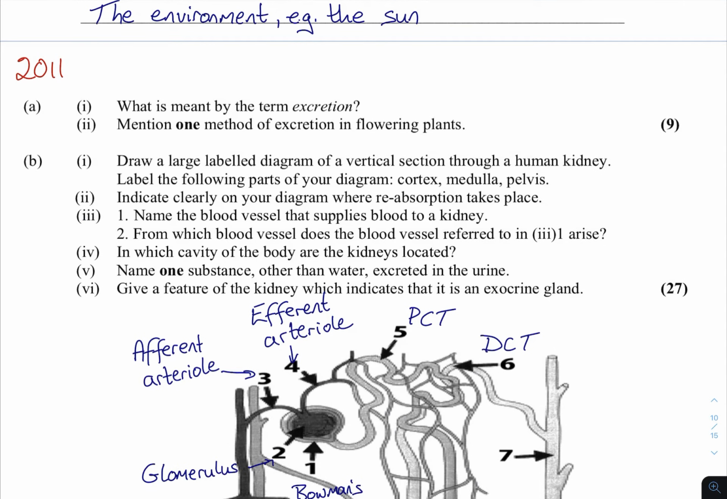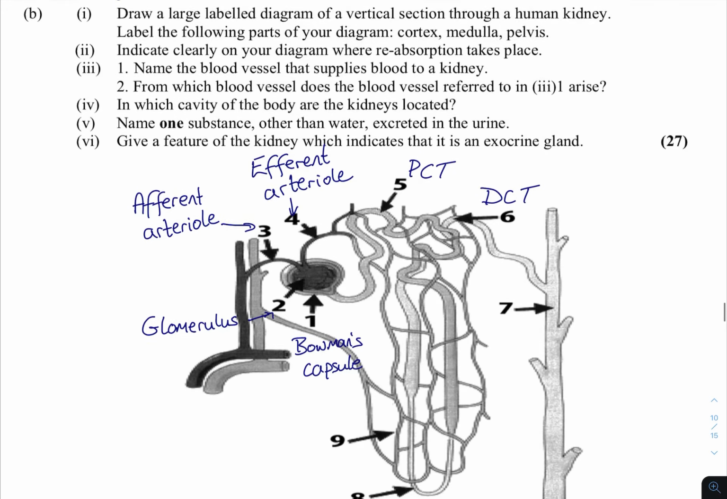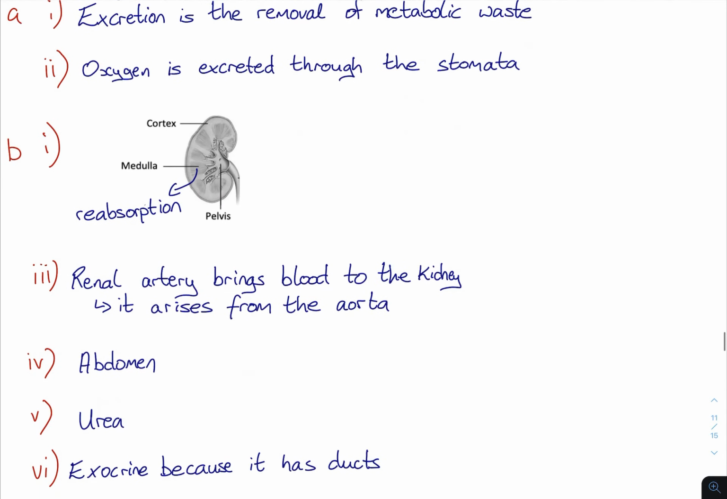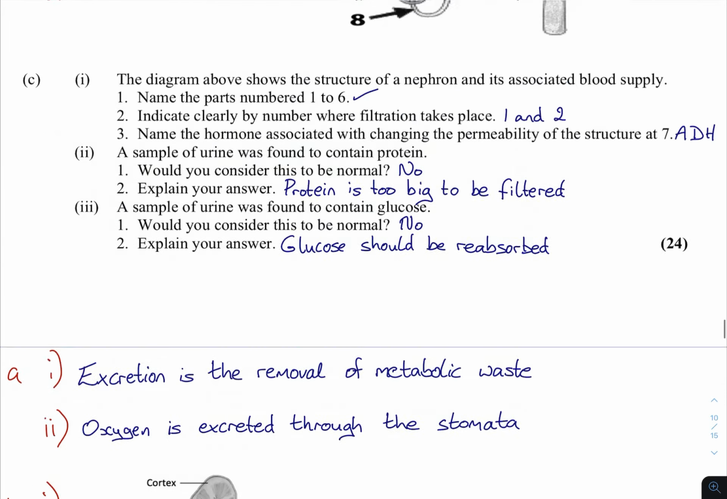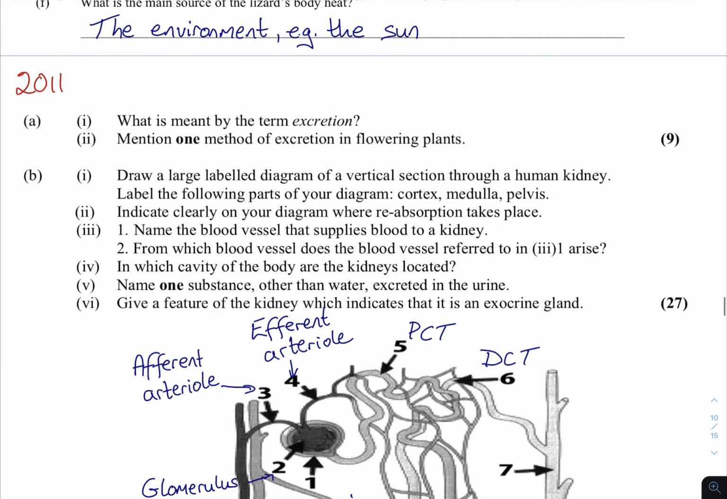Part 3 is divided up into 2 sections. First off, name the blood vessel that supplies blood to the kidney, and from which blood vessel does the blood vessel referred to in part 1 arise? So what supplies blood to the kidney? It is the renal artery. And the renal artery is connected to a major blood vessel, which is the aorta. So the renal artery brings blood to the kidney, and it arises from the aorta. Remember, the blood going into the kidney is unfiltered.